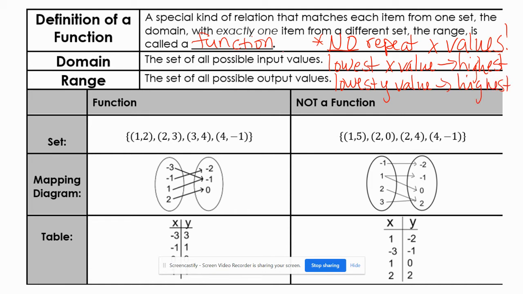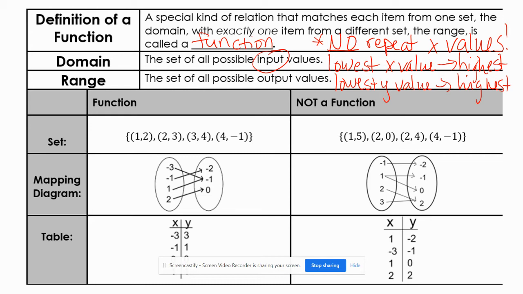X values are called input values just because we usually have an x in an equation, like 3x plus 4 or 7x minus 2. And remember, we're putting values into that to find the answer, and that's why it's called the input value. The output values are the y's. Those are the answers we get once we input something.